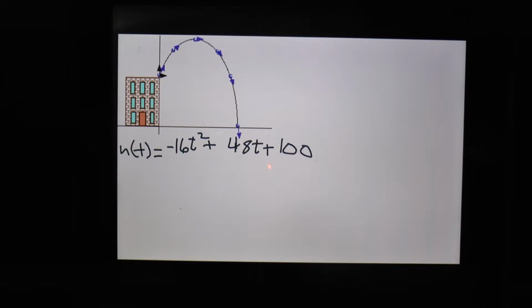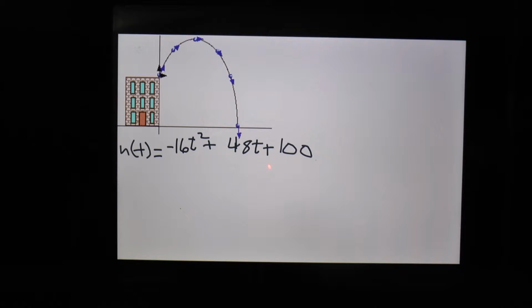The equation h of t equals negative 16t squared plus 48t plus 100 is an equation representing a ball being thrown off a platform, where h is feet above the ground and t is time in seconds since the ball was thrown. So Mason, what do all these numbers mean?